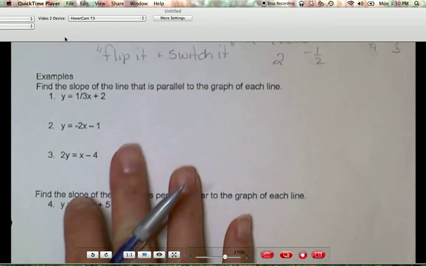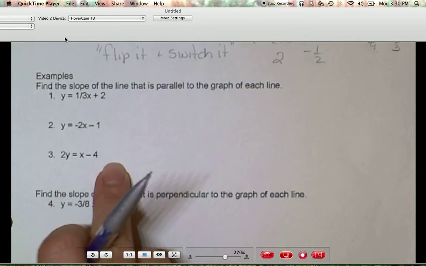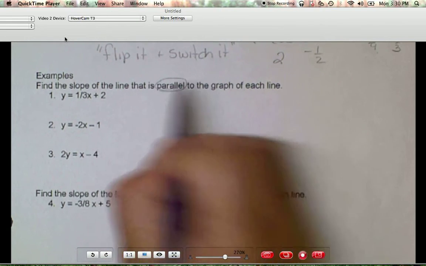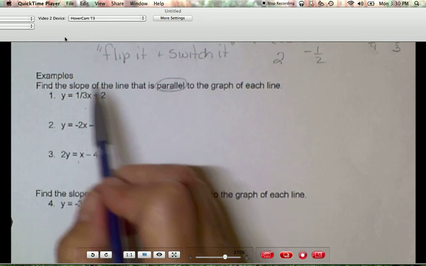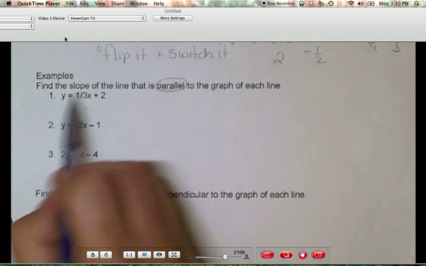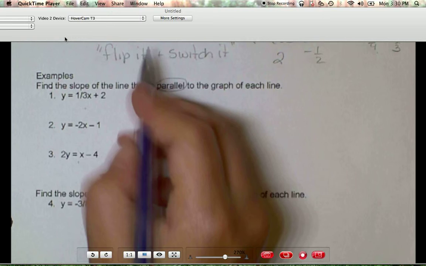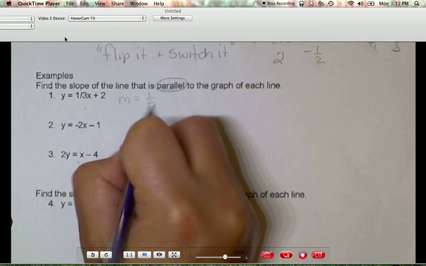So we flip it upside down and we switch the sign of it, and that will make it perpendicular. So let's try some examples here. It says find the slope of the line that is parallel to the graph of each line. So parallel. Now if we want to find the slope of the line that's parallel to each of these, we need to figure out what the slope of this line is. So if we look at this equation, the slope of this line is 1/3.